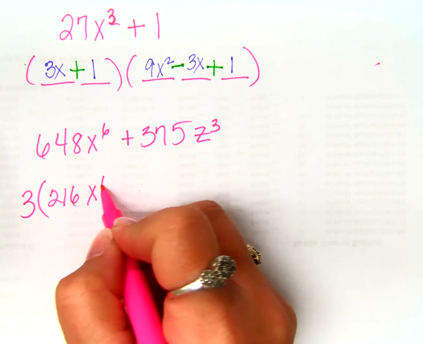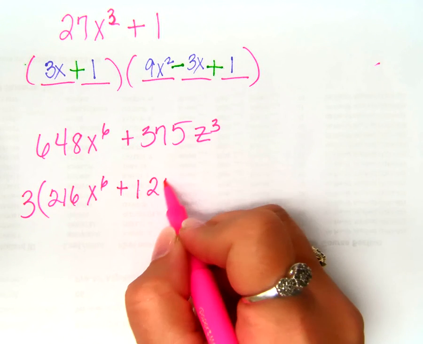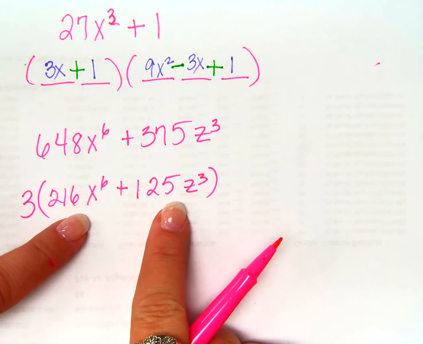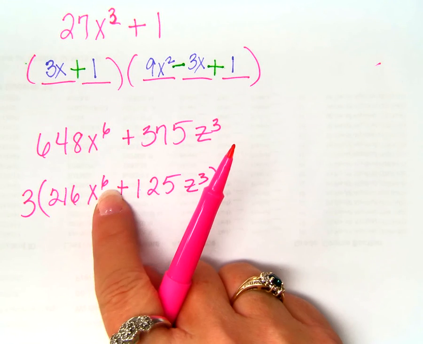216 x to the 6th plus 125 z to the 3rd. Is that the sum of cubes? Is 216 on our list of cubes? Is 125 on our list of cubes? Okay, so all that's left to figure out is this. Is that a cubed number?